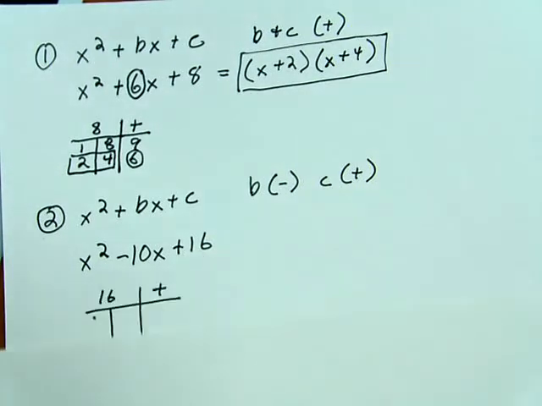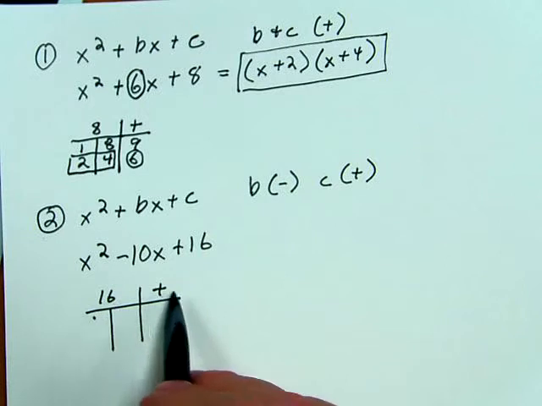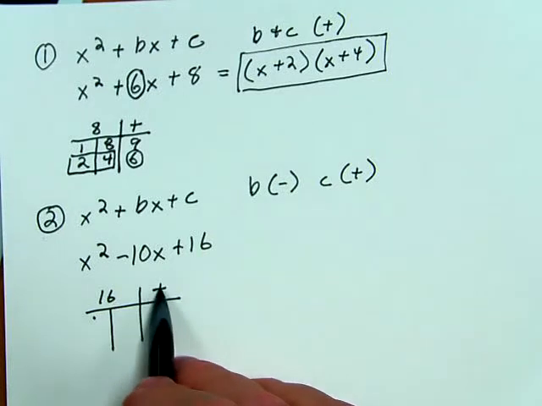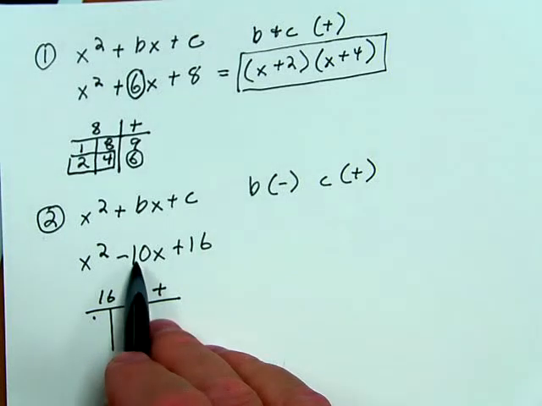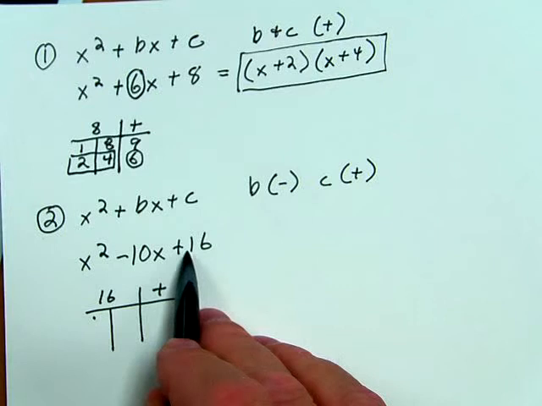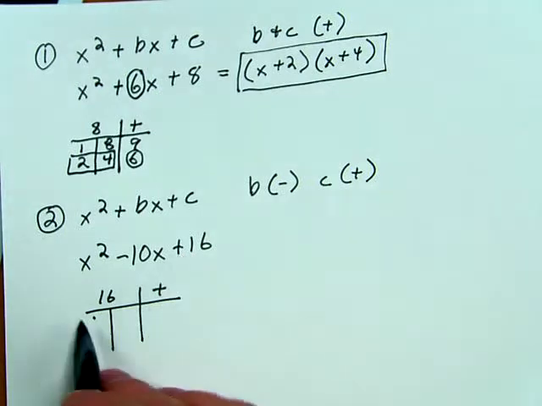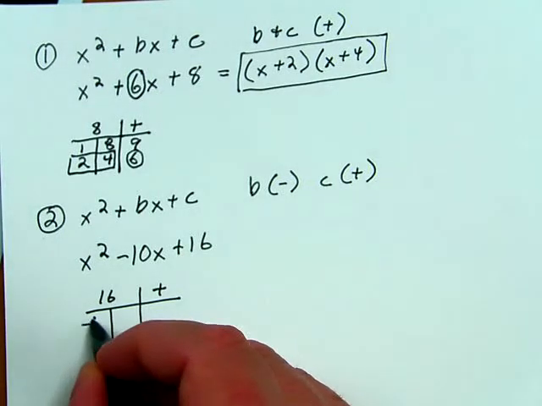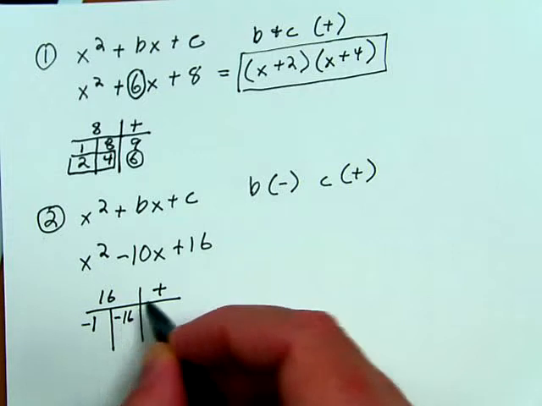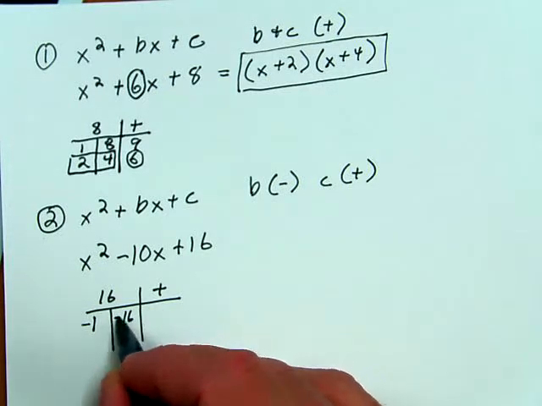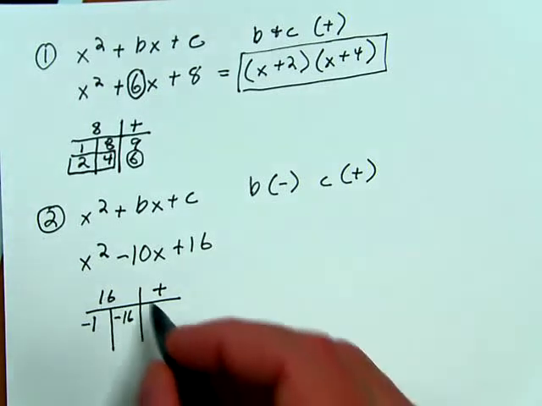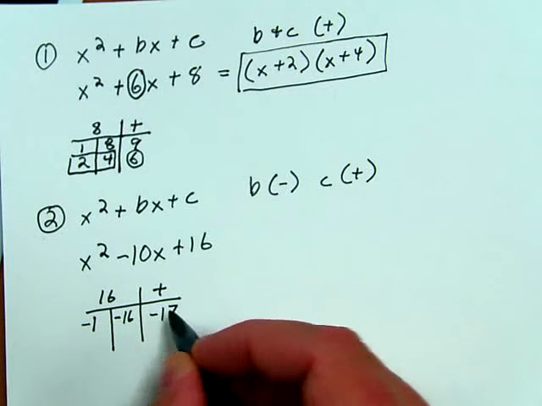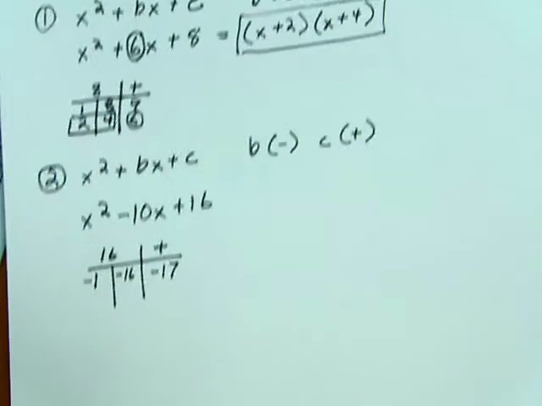So we're going to make our little factoring table where we want a positive 16. Since we know the two numbers have to add up to a negative number, and they both have to multiply to be a positive number, they're both going to be negative numbers. So we start with negative 1 and negative 16. When multiplied together, that gives me positive 16. Added together gives me negative 17. So that's not the pair I'm looking for.